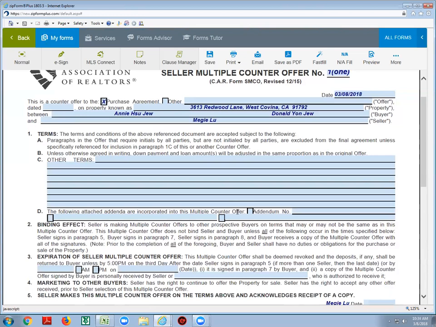Say the buyer's counter number 1 is accepted. So you have buyer's counter offer number 1, the seller accepted, done. Then the buyer signs back on the seller multiple counter, and the seller also signs back on the original purchase agreement. Then you make a little check mark on the last page, subject to the counter offer. So you're reminding the escrow it has to continue.